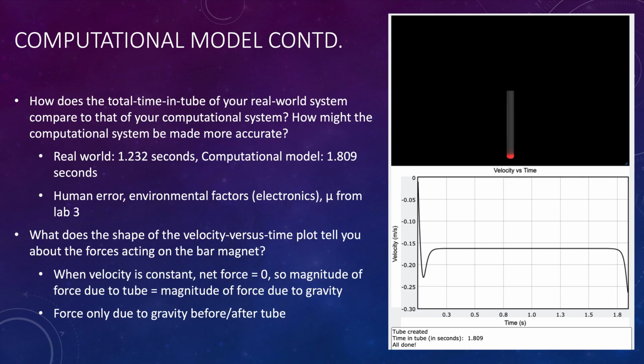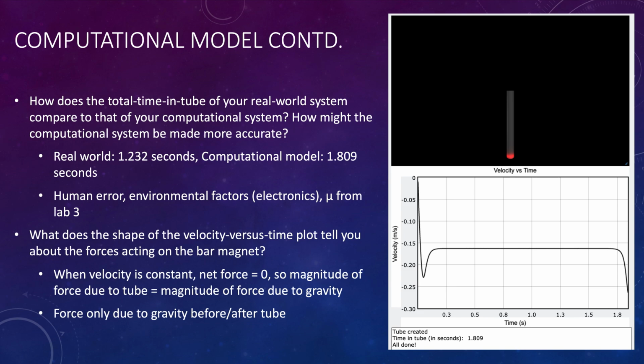So for our computational model, we calculated that the falling magnet should be in the tube for 1.809 seconds, and in the real world, I calculated 1.232 seconds. And the difference here is just due to human error and environmental factors, like there being other electronics around. And then of course my mu from lab 3 could have been incorrect.